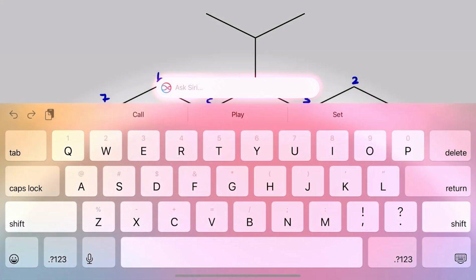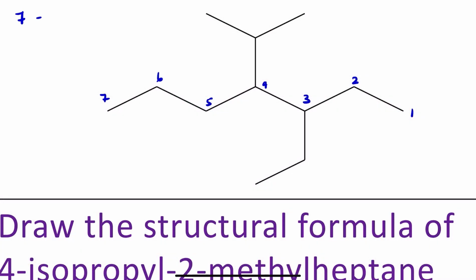Okay, so I've got 7, which I know is hept. I have all single bonds here, so I know it's just heptane. I don't have to emphasize any double or triple bonds. I can see at my third carbon, I have this ethyl group. And at my fourth carbon, I have this isopropyl group.